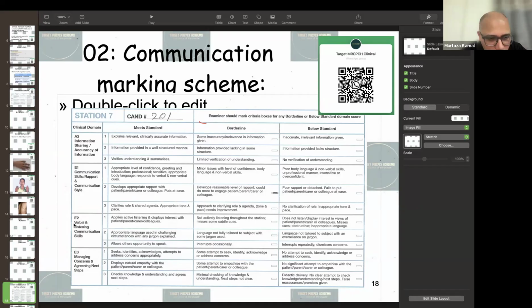The third domain is E2, in which verbal and listening communication skills are very important. There is a general rule that in a communication scenario, you speak a bit less, let the attender speak more. That is very important. If you are speaking 2 sentences, let him speak 4 sentences. Your sentences should not be long. Let them speak. You have to be a good listener also to fetch marks in this station.